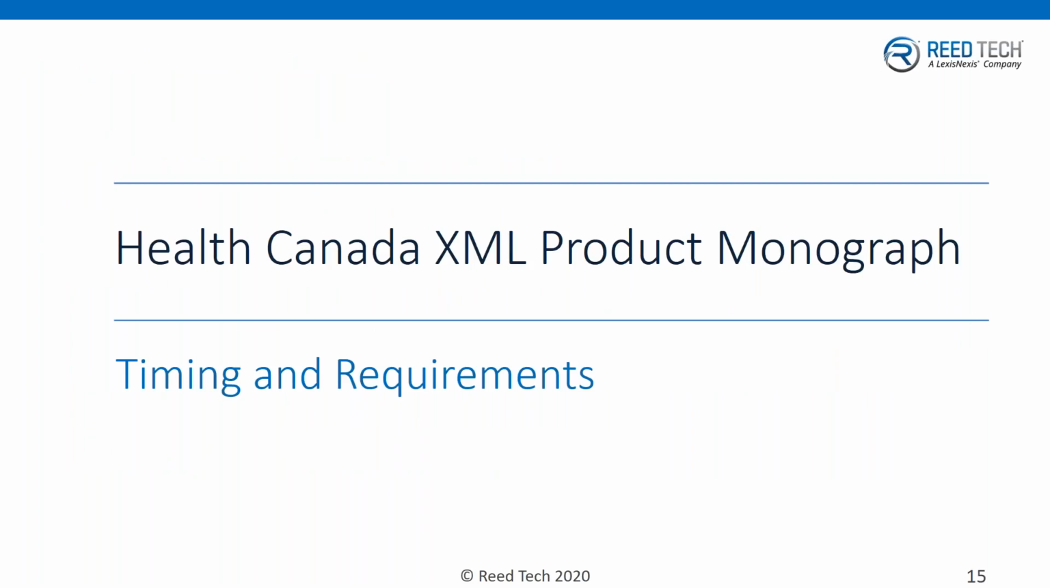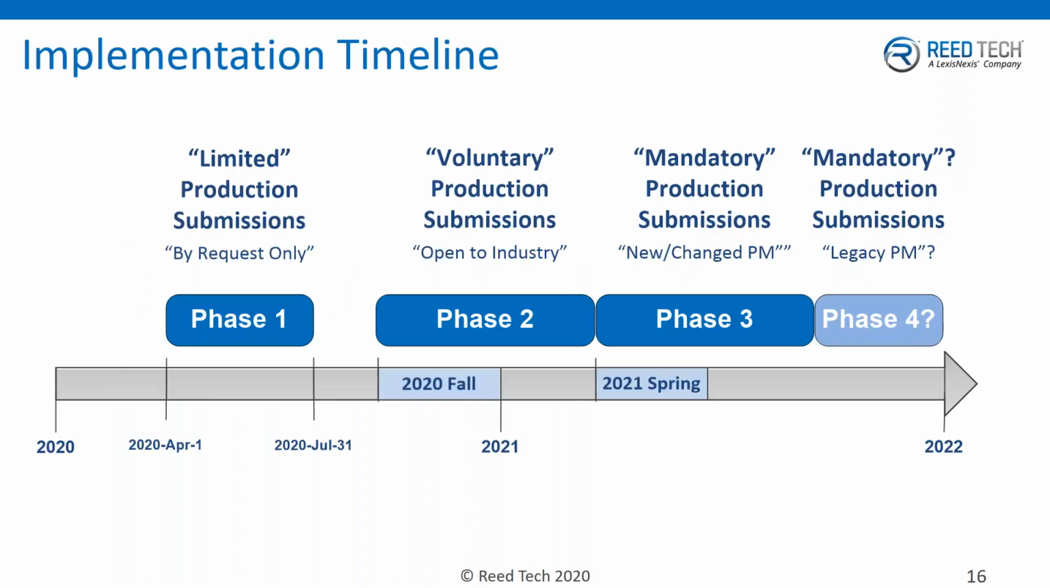So let's move over to the section that talks about some of the timing. I believe there's a timing chart coming up and some of the requirements. Yes. So this is the result of that notice that came out in January. The notice refers to basically 3 phases.